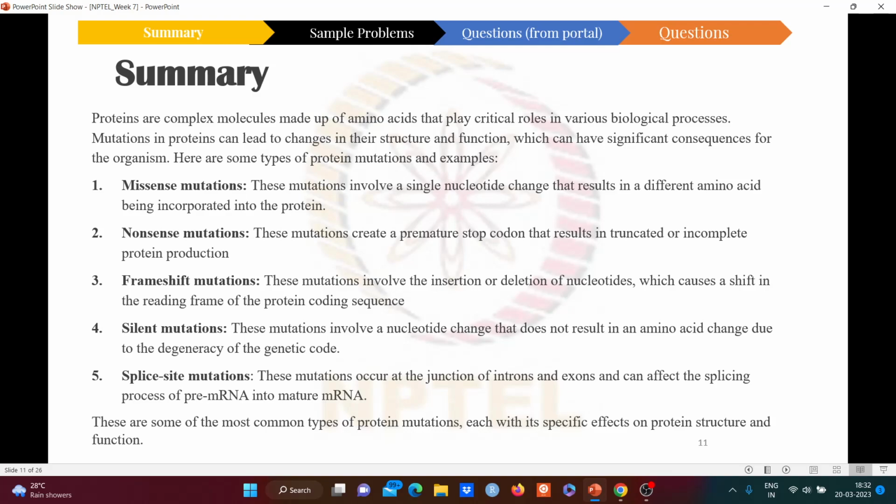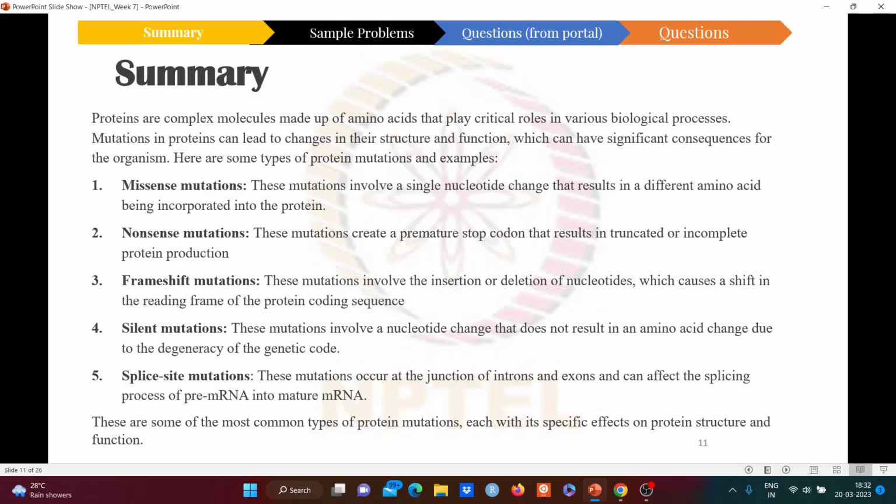The first is the missense mutation, which involves a single nucleotide change that results in a different amino acid being incorporated into the protein. These missense mutations can be neutral, harmful or beneficial, depending on the location of the mutation and the property of the new amino acid.